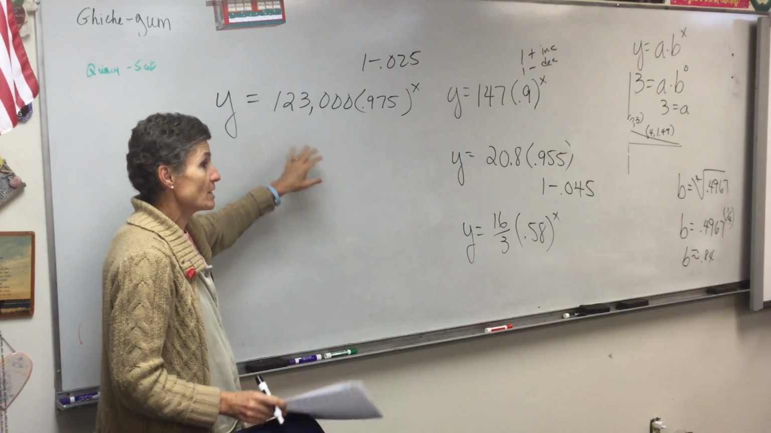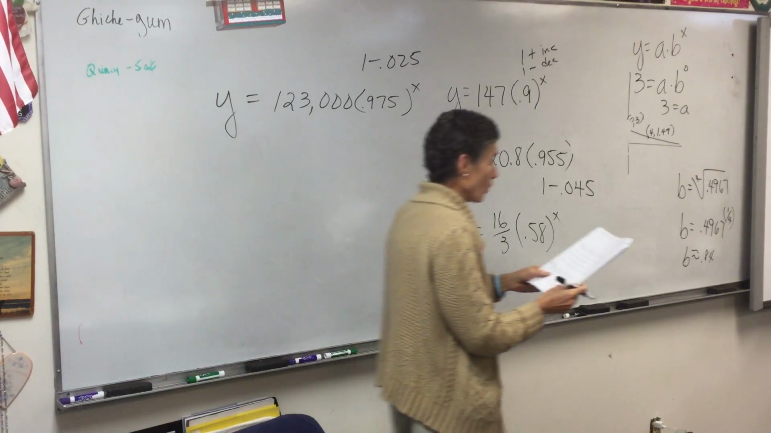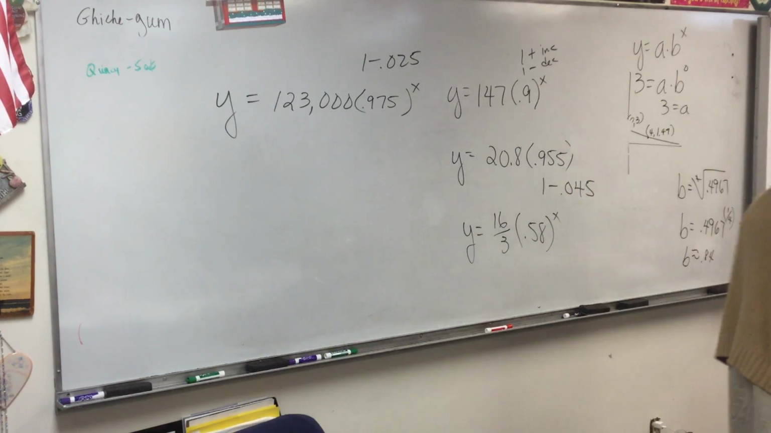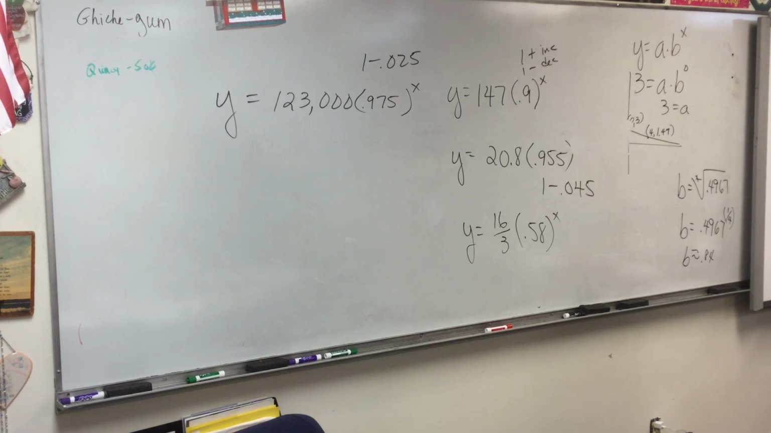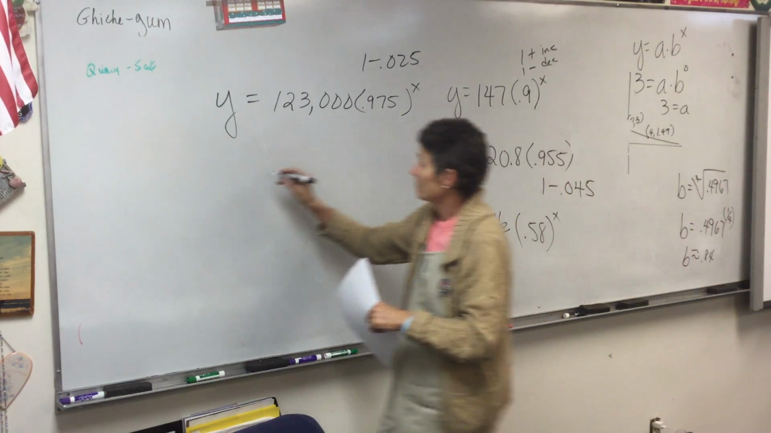So there's the equation. Now, answer the question. How am I going to know the population in 2010? Put the 10 in for X. And why do I put 10 in for X? Because I started in 2000 and now it's 2010. So how many years have passed? 10. So I'm putting in 10 for my X.